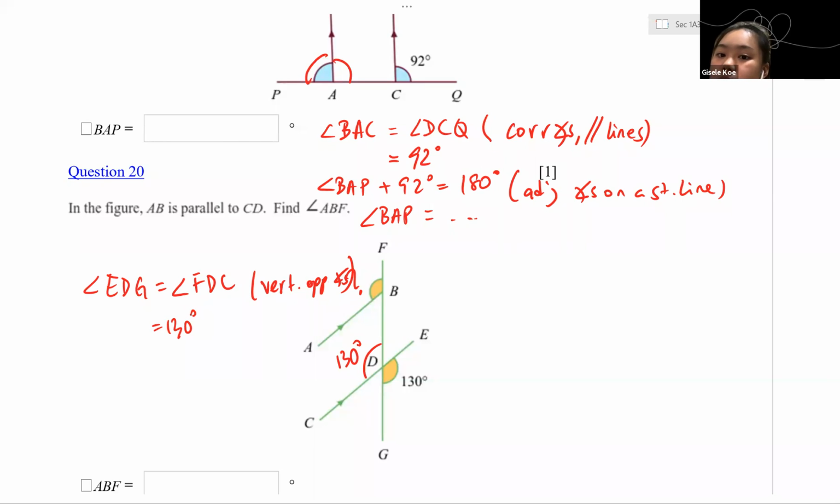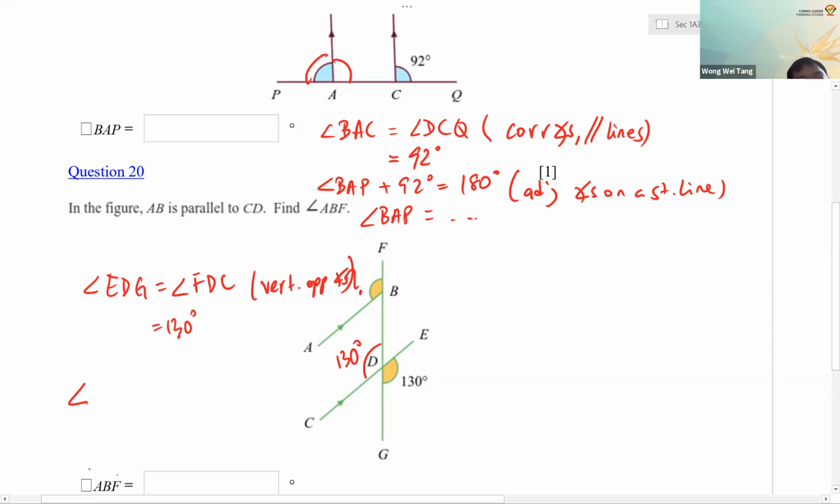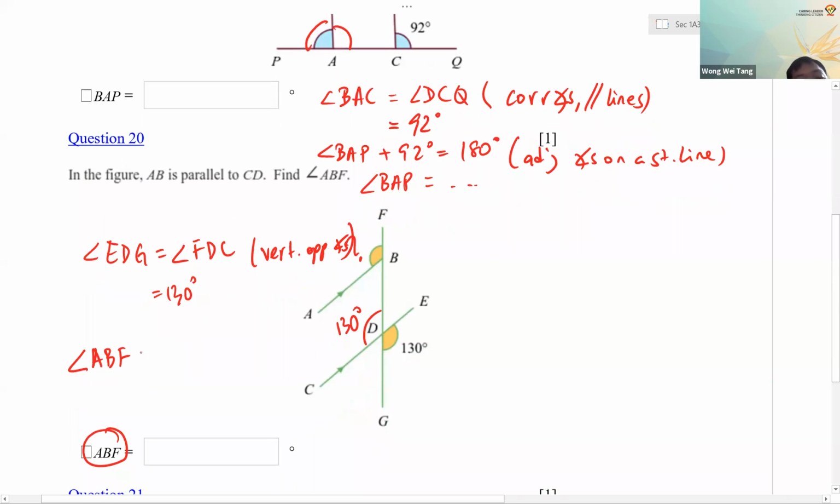Angle FDC is equal to angle FBA. Okay, hang on. You are not wrong, but the question wants angle ABF, so I would prefer to write ABF first. Earlier on you said FDC first, now I would prefer to switch it around. So angle ABF. Now you continue.